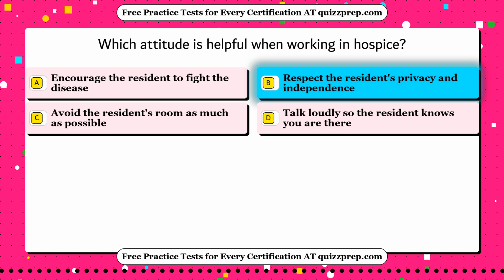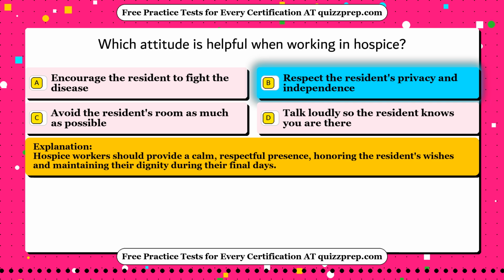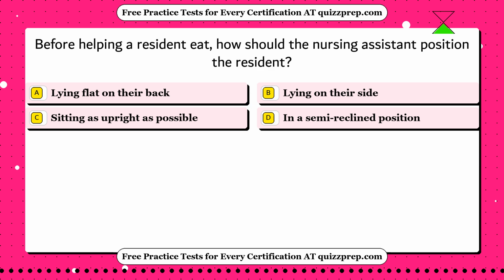The correct answer is option B. Respect the resident's privacy and independence. Hospice workers should provide a calm, respectful presence, honoring the resident's wishes and maintaining their dignity during their final days. Question 39. Before helping a resident eat, how should the nursing assistant position the resident?